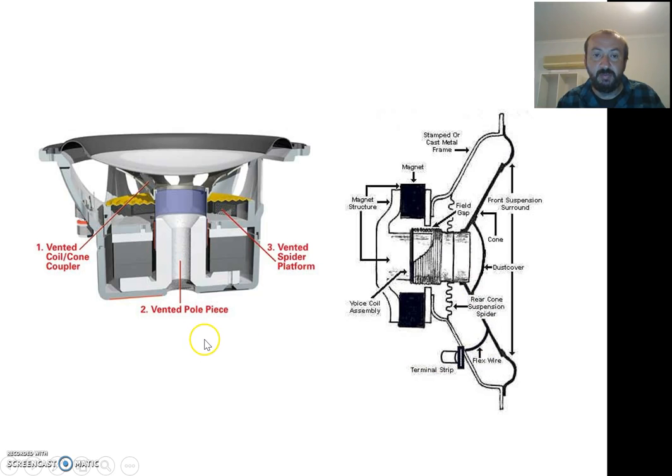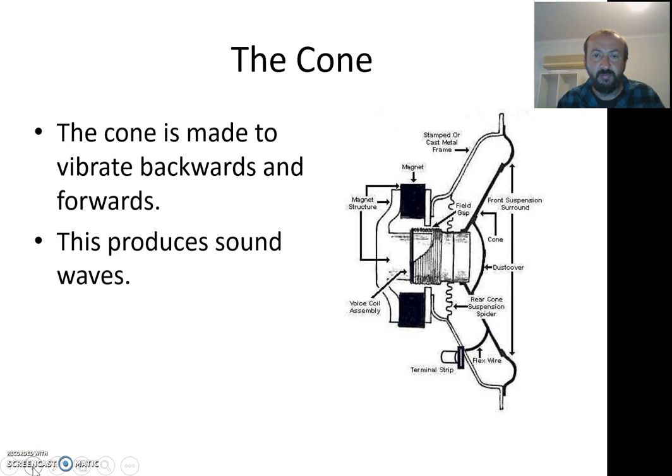It's a little bit harder to pick up what's going on here. Might go to the next one to see the diagram here. I was just going to talk about the cone. Okay, so the cone is made to vibrate backwards and forwards, and this produces the sound wave. That's pretty obvious what's going on. So basically the cone, its whole self, is moving in this direction here all the time.